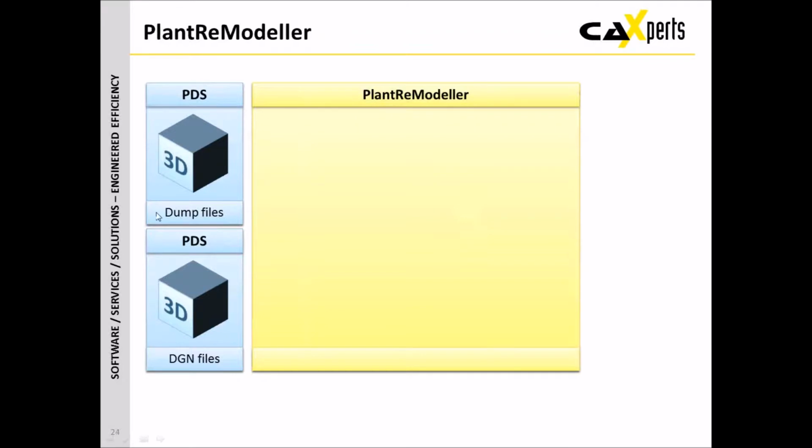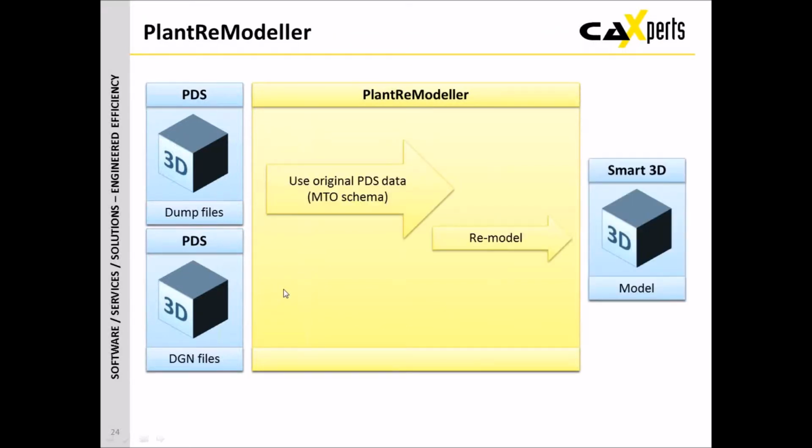To do this, what we need are the PDS RISDump files and the MicroStation DGN files. And very simply, we're using the MTO schema, the DGN graphics, and remodeling that within the Smart 3D environment using this PlantReModeller technology. Now, we can supply the PlantReModeller technology, but also we can provide this, as we are doing with many companies, as a turnkey service. So in other words, we will take the PDS model and deliver back a Smart 3D model fully QA'd and checked.